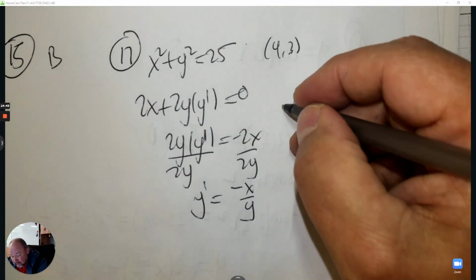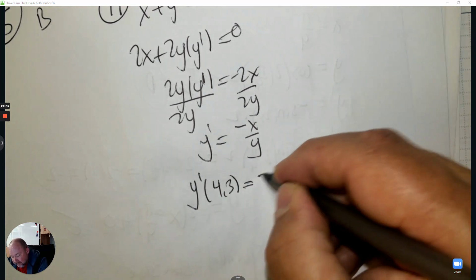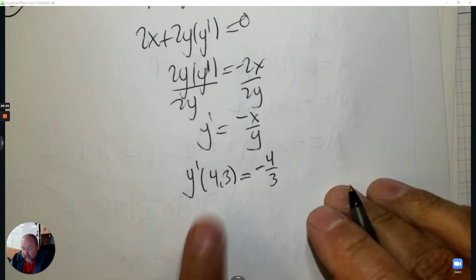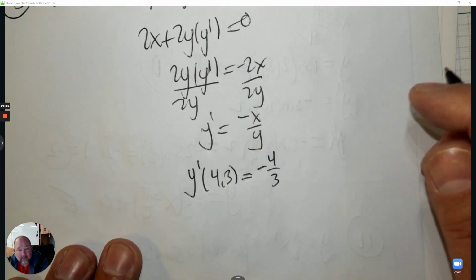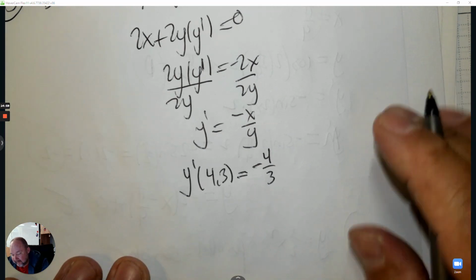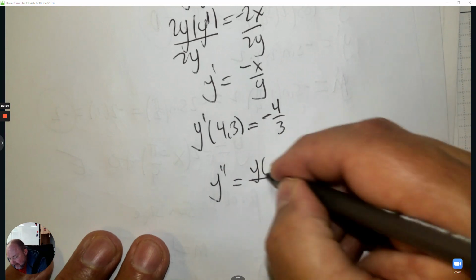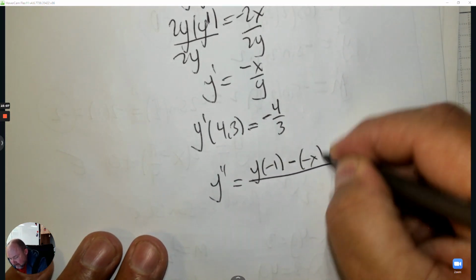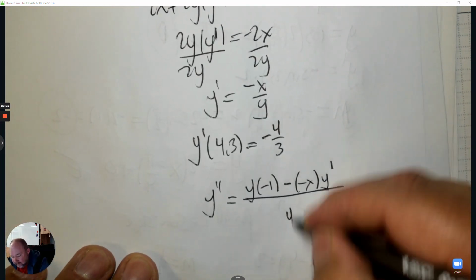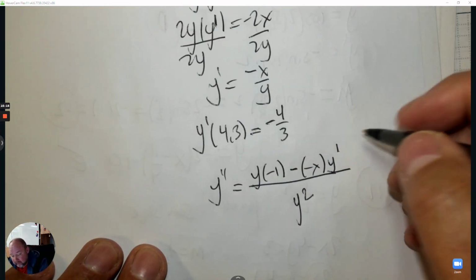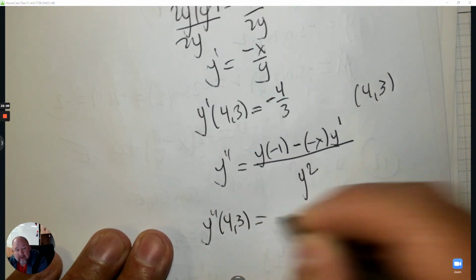Now we need to do the next derivative. In fact, I'm going to take that derivative at (4, 3) and then plug in what that number is. So when I plug in 4 for x and 3 for y, it's negative 4 over 3. Okay. Next, I'm going to do the second derivative, which is the bottom times the derivative of the top, subtract the top times the derivative of the bottom, and then the bottom squared. And then I'm going to plug in the numbers 4 and 3 and see what answer I get. And then I'm going to compare and see the multiple choice.